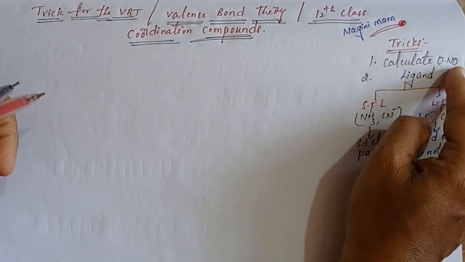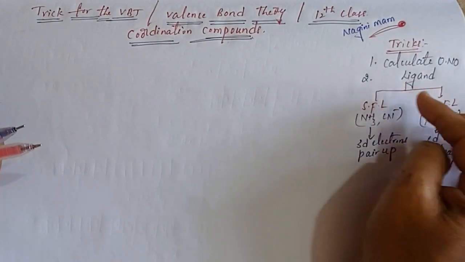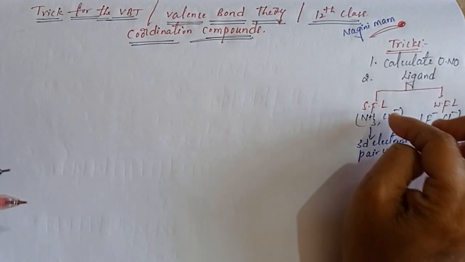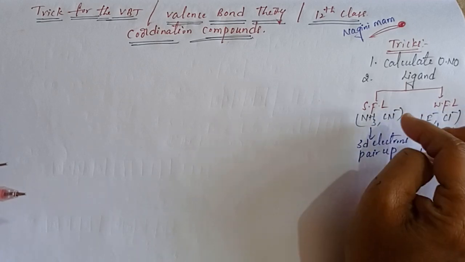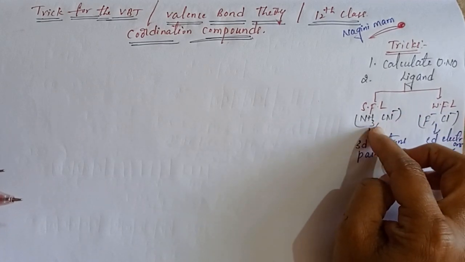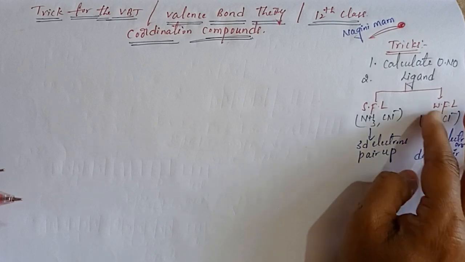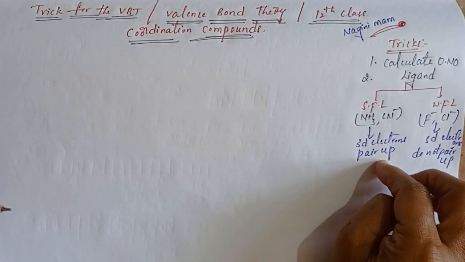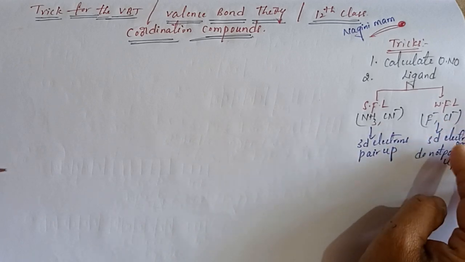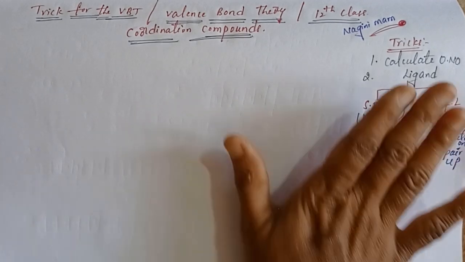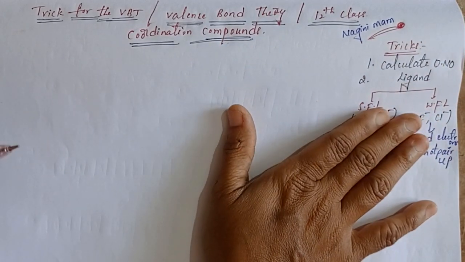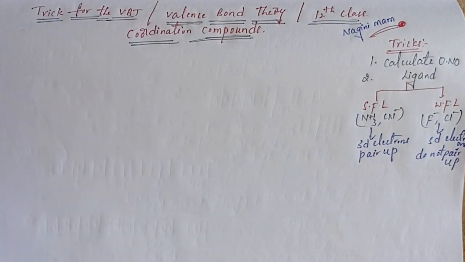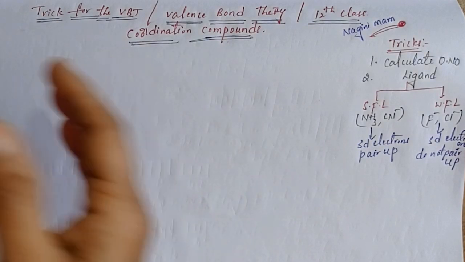First, calculate the oxidation number of the central metal atom. Second, identify the ligand, whether it is a strong field ligand or a weak field ligand. For example, strong field ligands are NH3, CN minus; weak field ligands are F minus, Cl minus. If it is a strong field ligand, 3d electrons will get paired. If it is a weak field ligand, 3d electrons do not pair up. You have to remember these two tricks, and then you can easily calculate the geometry and hybridization.